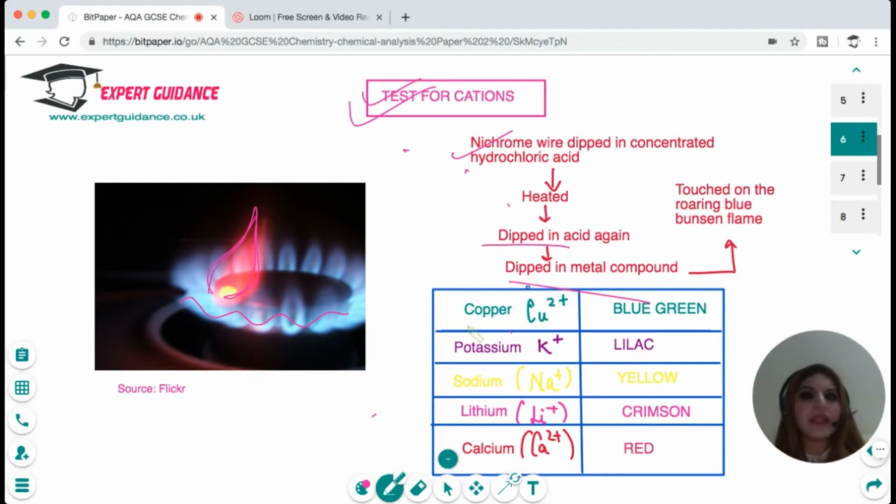For example, copper ion produces a blue-green flame, potassium K+ produces a lilac flame, sodium produces a yellow flame, lithium produces a crimson flame, and calcium produces a red flame. So you should remember these ions. Now, there are certain metal ions which are not distinguishable by this test for cations, this flame test.